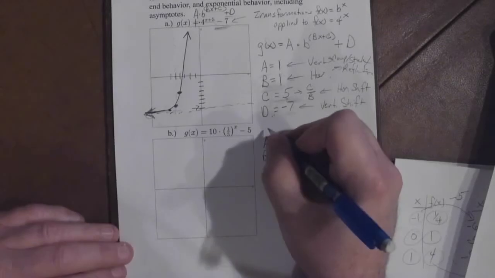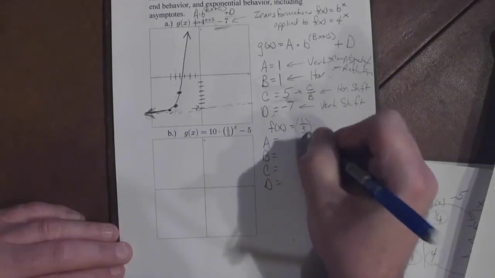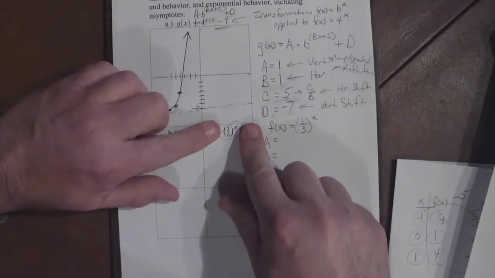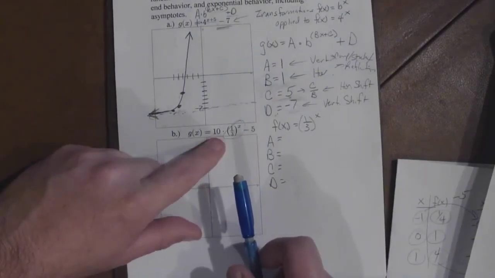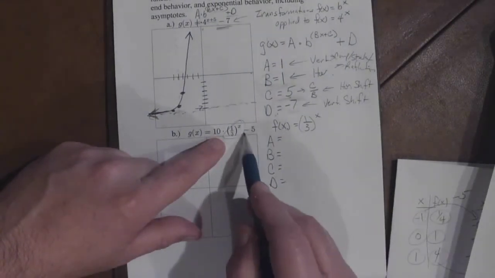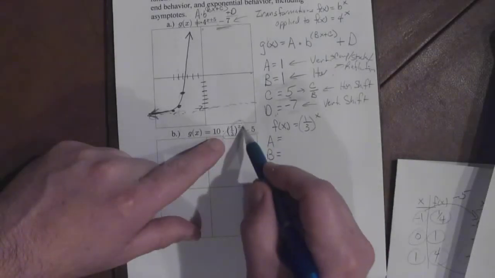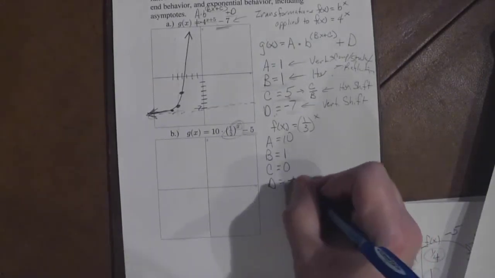Right? We can note that we are comparing back to f of x equals 1/3 raised to the x power. There's my exponential function. Right? My fundamental function, where all I'm doing to it is what? Multiplying it by 10 and subtracting 5. Right? There is nothing happening to the x. In a sense, b is 1 and c is 0. A is the value of 10. D is minus 5 in value.